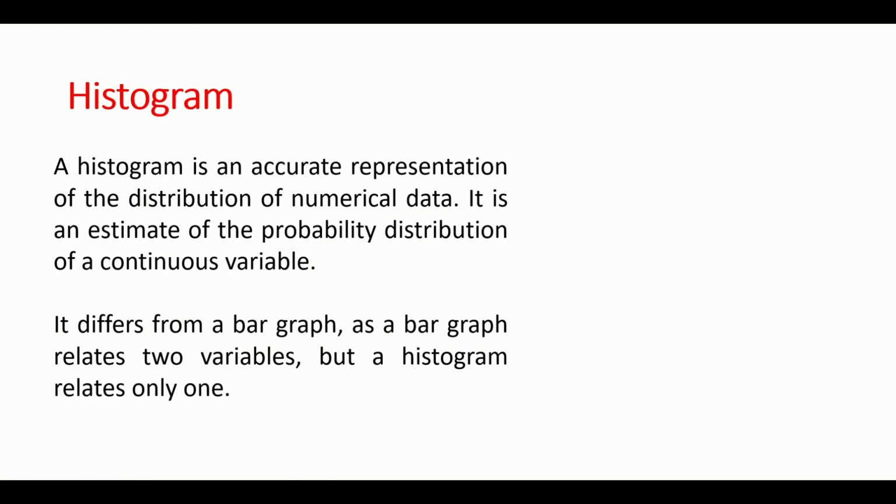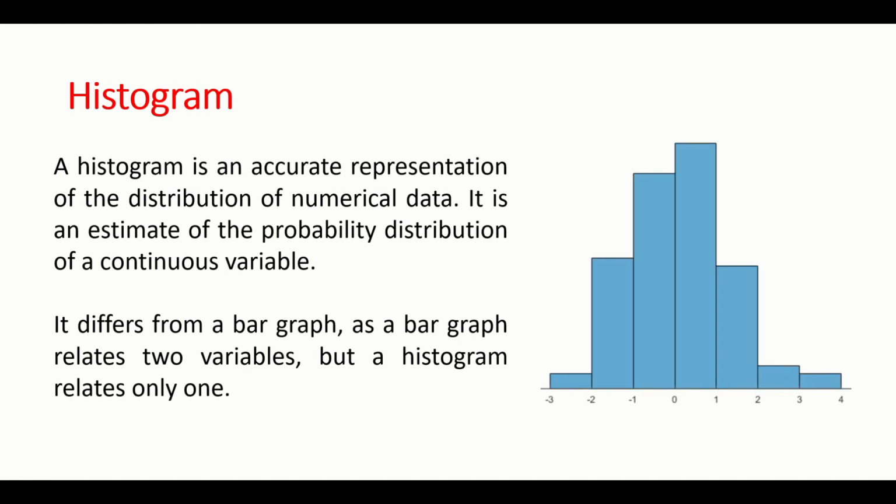The next tool is called histogram. A histogram is an accurate representation of distribution of a numerical data. It is an estimate of the probability distribution of a continuous variable. It differs from a bar graph as bar graph relates two variables, but a histogram relates only one. This is how a histogram looks.